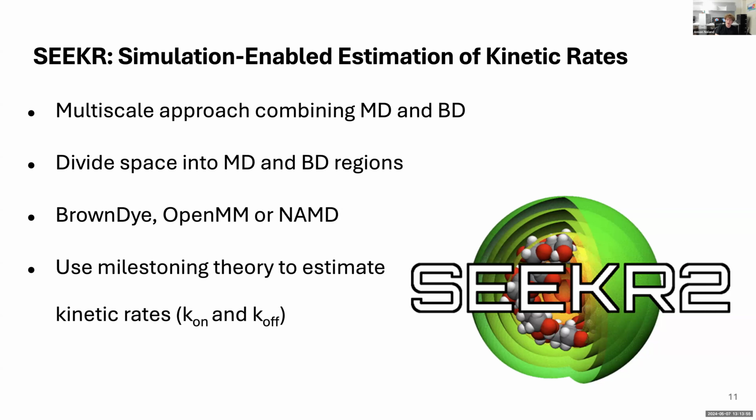The way milestoning theory works is you divide the space up into what are called milestones, and then you keep track of how long it takes to go between each milestone, and how many times the particle crosses each milestone. You can add these up, do a little bit of matrix math, and determine the on and off rate from the statistics in each regime. So in Brownian dynamics we can keep track of the trajectories, and in molecular dynamics we can keep track of the trajectories, and we can combine them using milestoning theory.